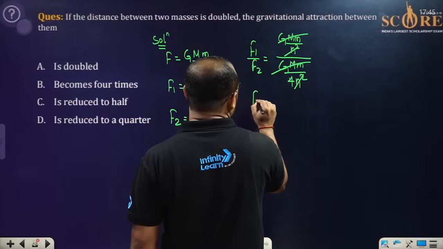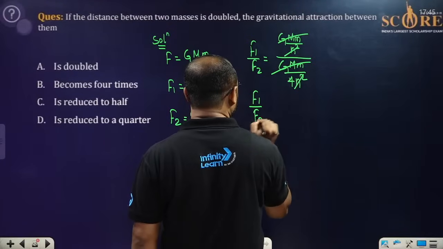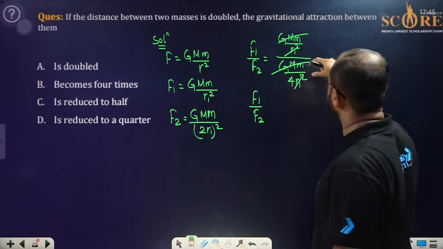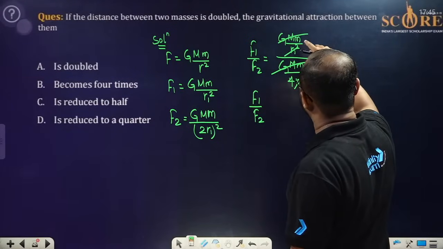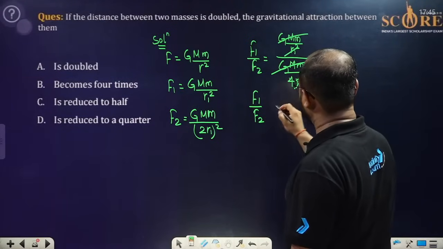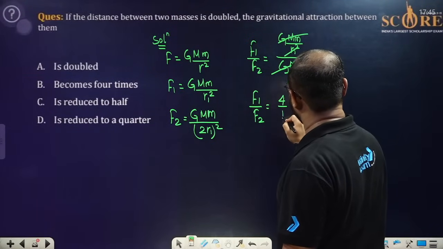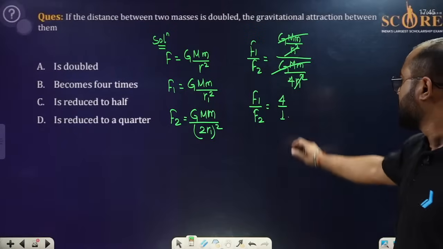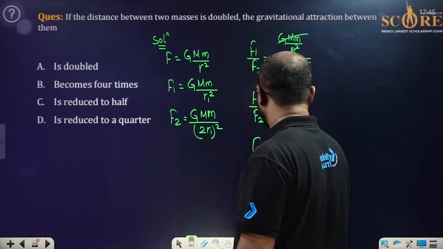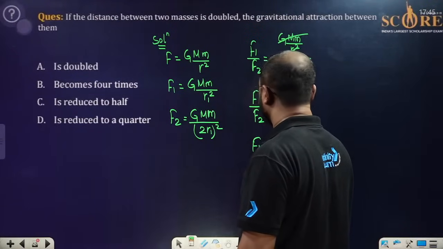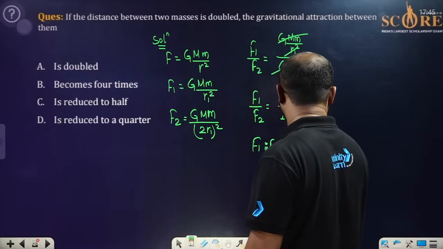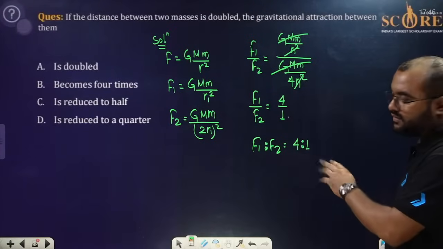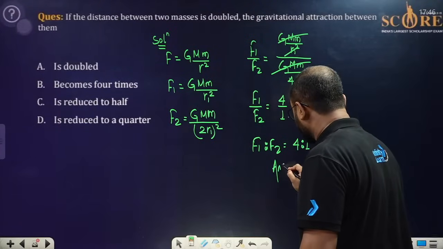We are getting F1 by F2. What can we get? That is 4 by 1. Simple words, if I'm not mistaken, 4 times. Getting my point? That is, we can say F1 is to F2 equals 4 is to 1. Now this is by the formula.